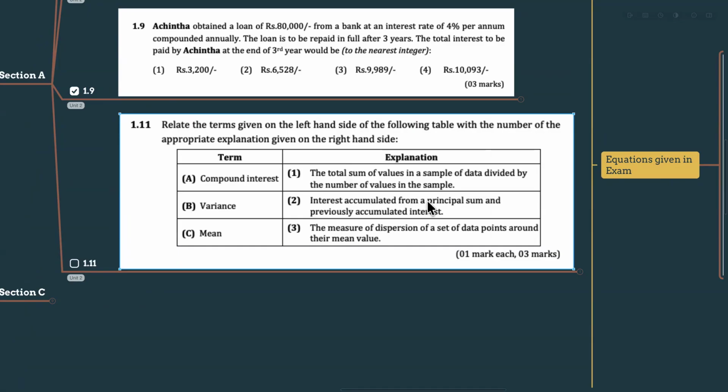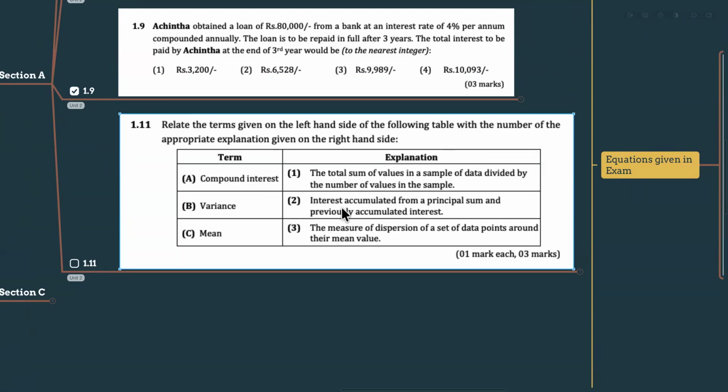And interest accumulated from a principal sum and previously accumulated interest. That's something called compound interest. Something is related. And the measure of dispersion of a set of data points around their mean. We didn't study anything about mean, median, mode. So actually the compound interest is related to which number, my dears? First, second, third? Very simple. This is going to be related with the second one.